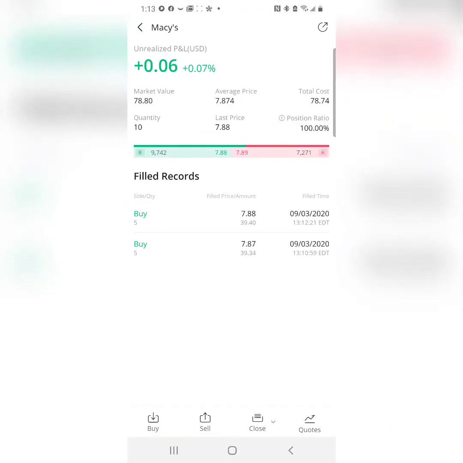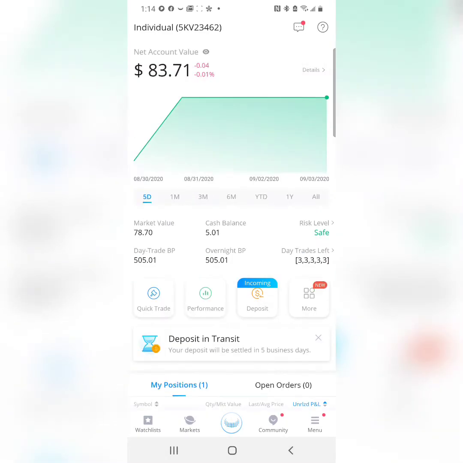Now, if you click on it, you can't see any chart data. Really, you can only see the filled orders, past, present, future. I mean, not future, obviously, but you can see all the orders that you've had in the past. So it shows me the market value of what I own. I have an average price of $7.87, and the price that it's at right now is $7.89. So we're up 16 cents or 0.2%, which, hey, good enough for me.